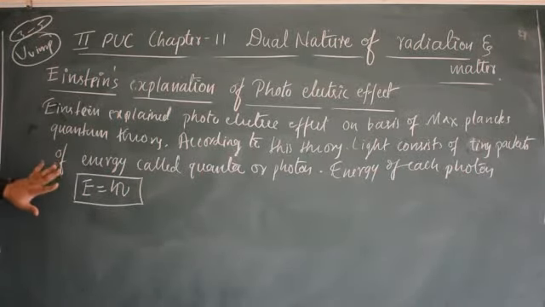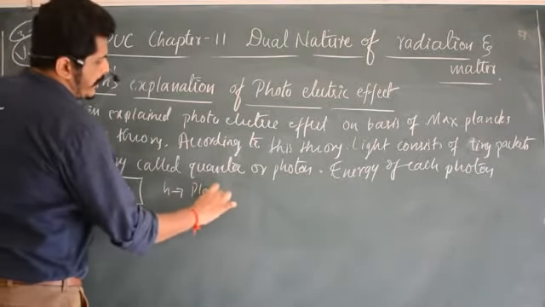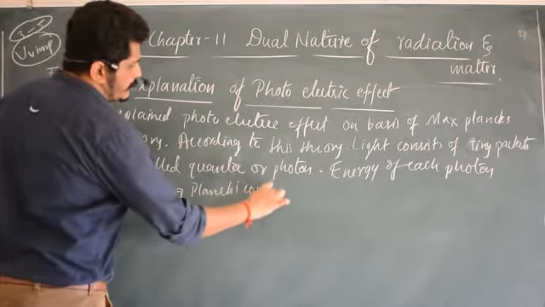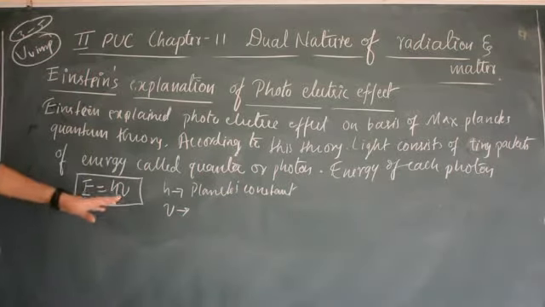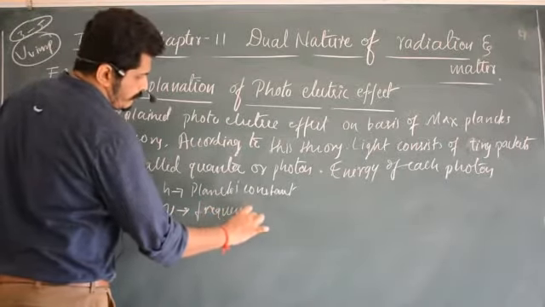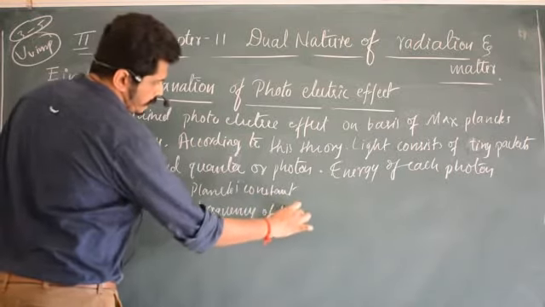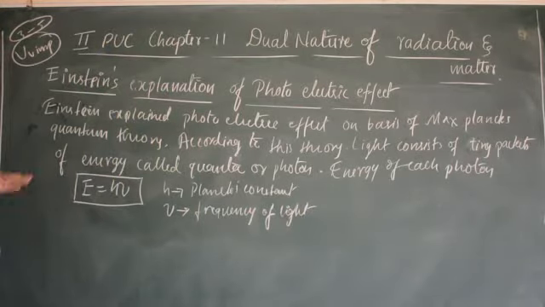This is the first thing you have to explain. While writing Einstein's explanation of the photoelectric effect, you have to write this first. Where h is the Planck's constant, and nu is what? Yes, of course, the frequency of light. Frequency of light.